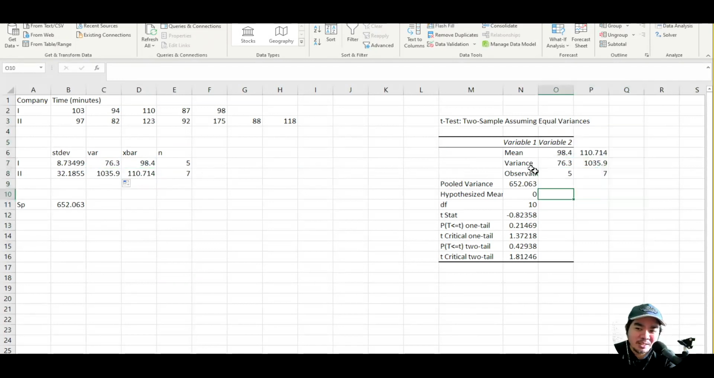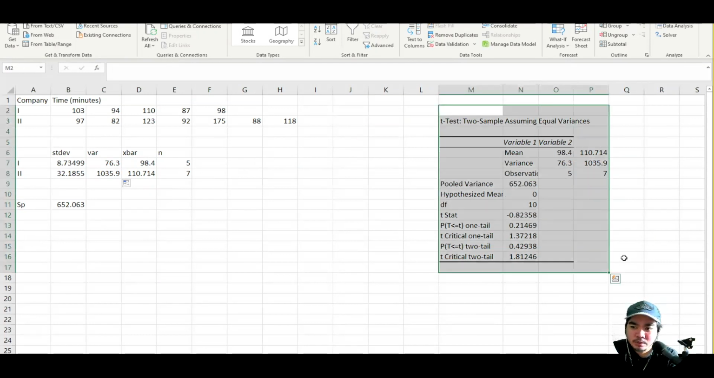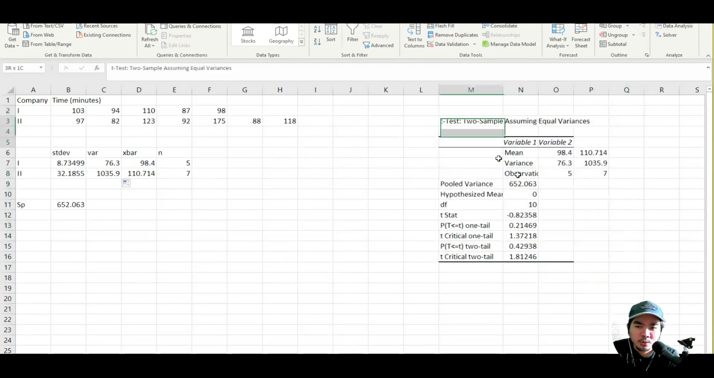So essentially shortcut talaga to pag gumamit tayo ng data analysis toolpak. Observations is also given, so n is given, 5 and 7. Tapos pooled variance is given, and ito yung pinakagusto natin. So si t statistic, ito na yung t value na hinahanap natin. Pero let's try to compute manually kung ano yung magiging t statistic. I-retain ko to for comparison purposes. But let's try to compute the pooled variance muna.